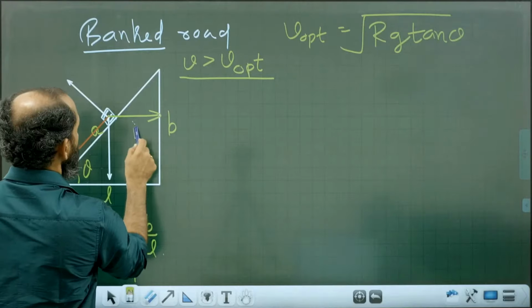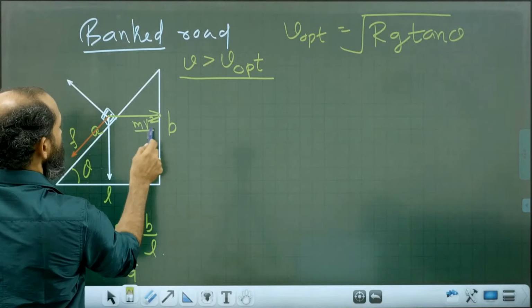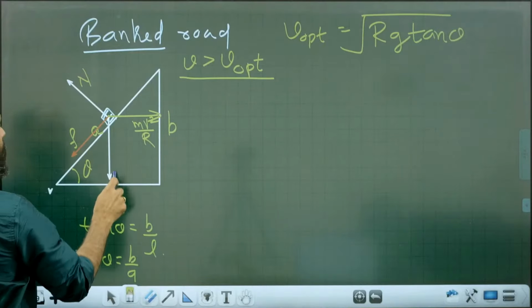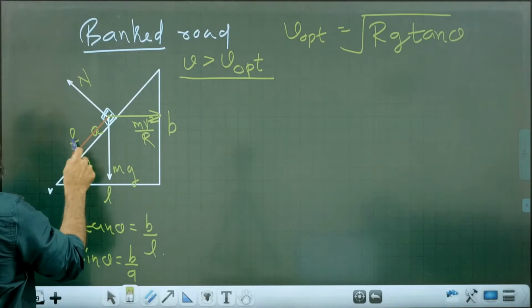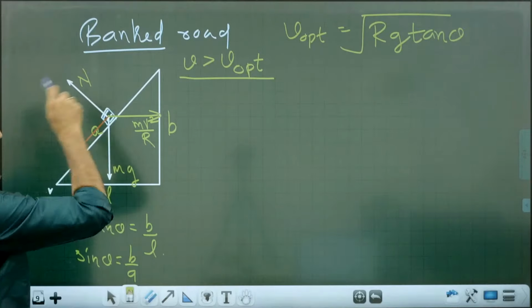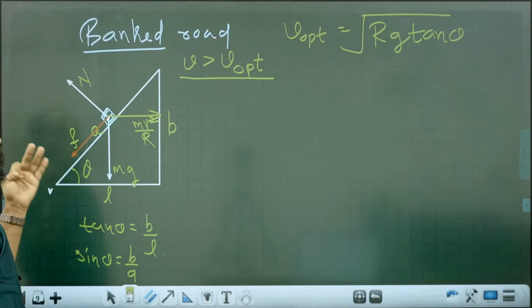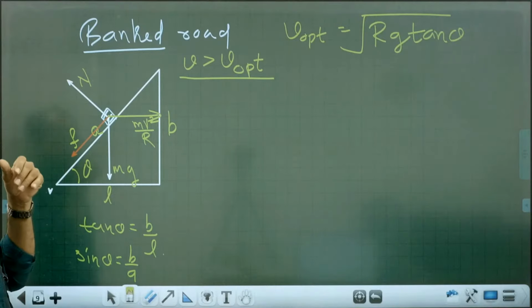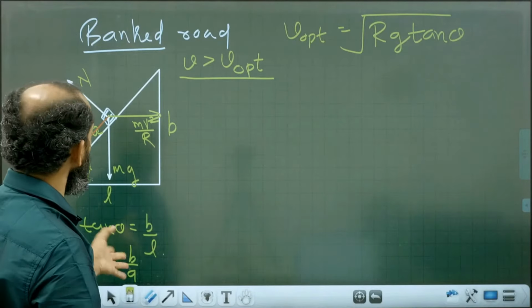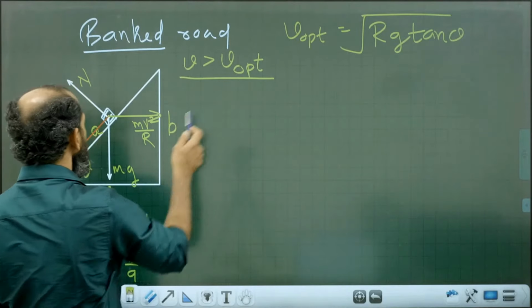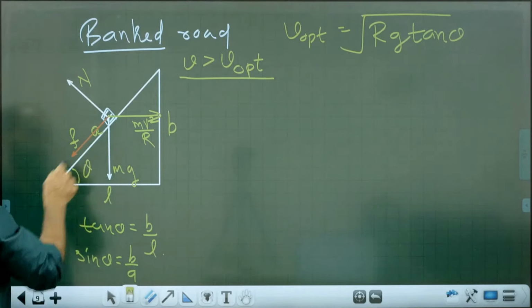Centrifugal force is acting radially outward, mv square by r. This is the normal force, this is mg, and this one is friction. All these forces we have marked here: normal force, weight, friction, centrifugal force. If speed is greater than optimum speed, friction is acting downward.